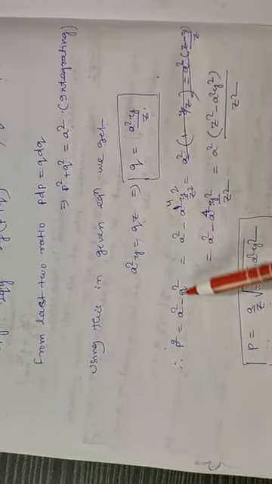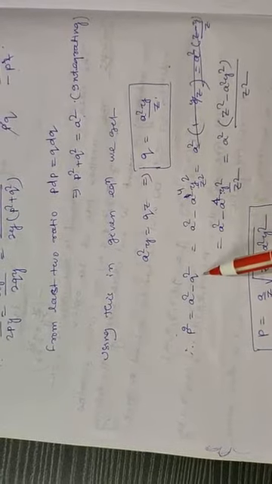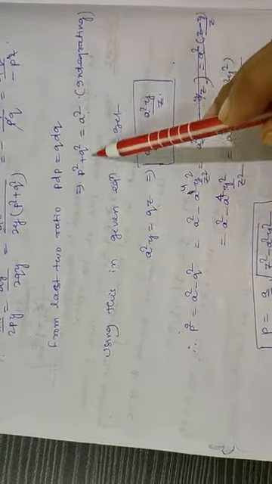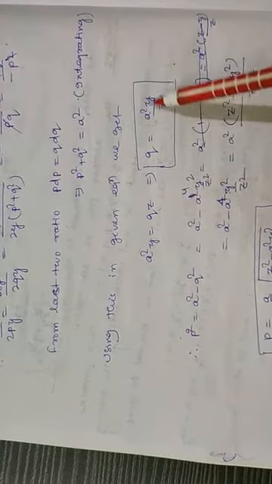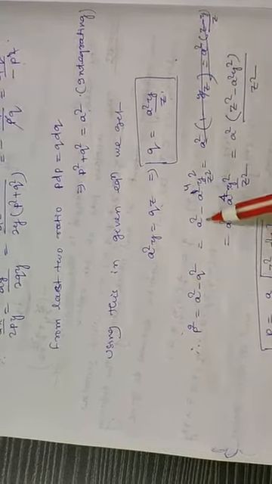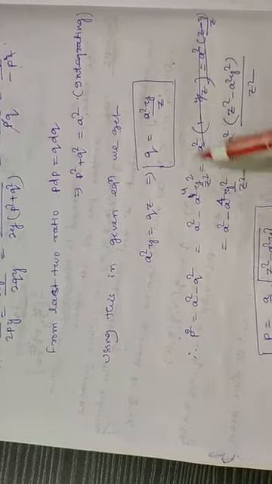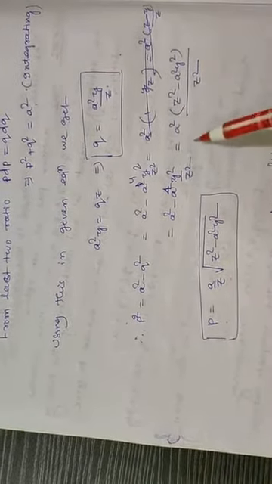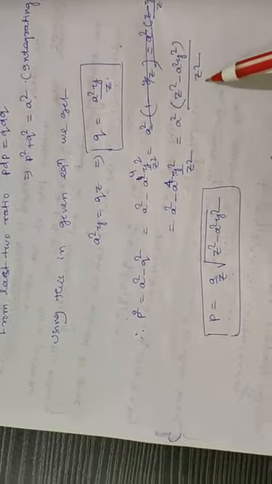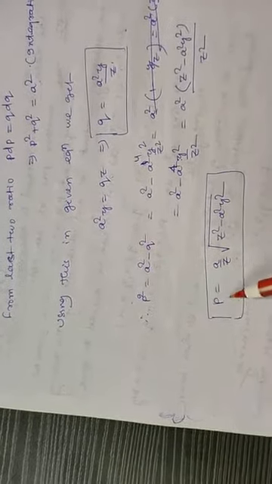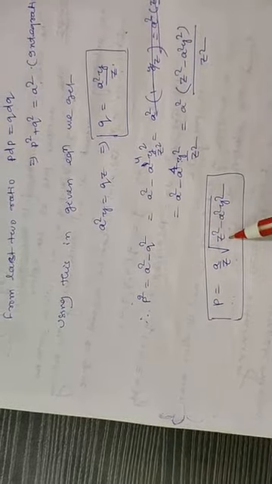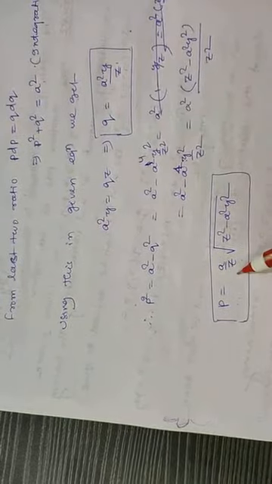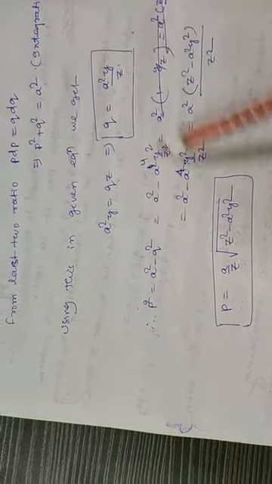Again p square is equal to a square minus q square, because p square plus q square is equal to a square. Now q is equal to a square y by z. So it is a square minus a to the power 4 y square divided by z square. Simplifying this we obtain a square into z square minus a square y square by z square. So p is a by z root over z square minus a square y square.